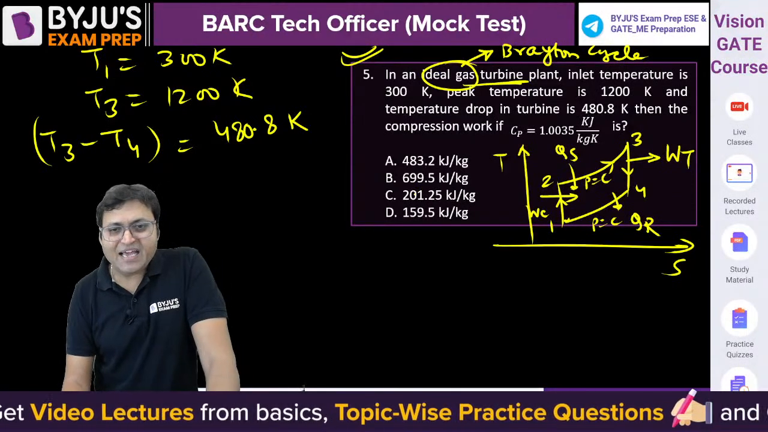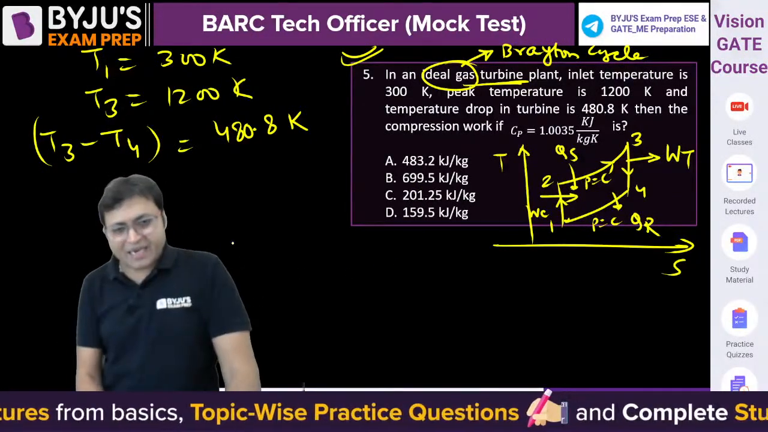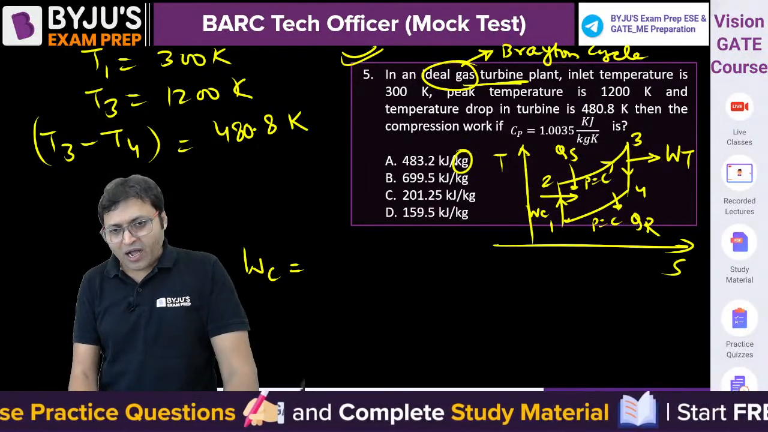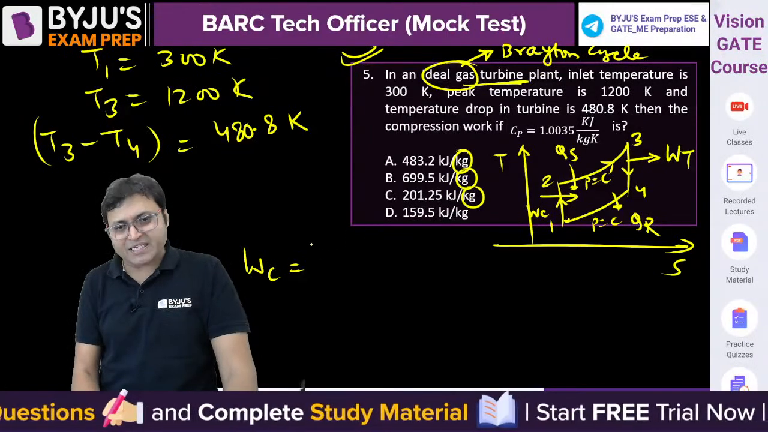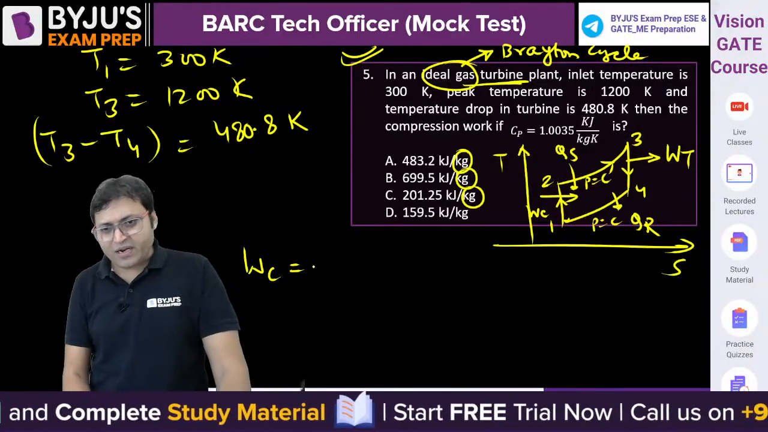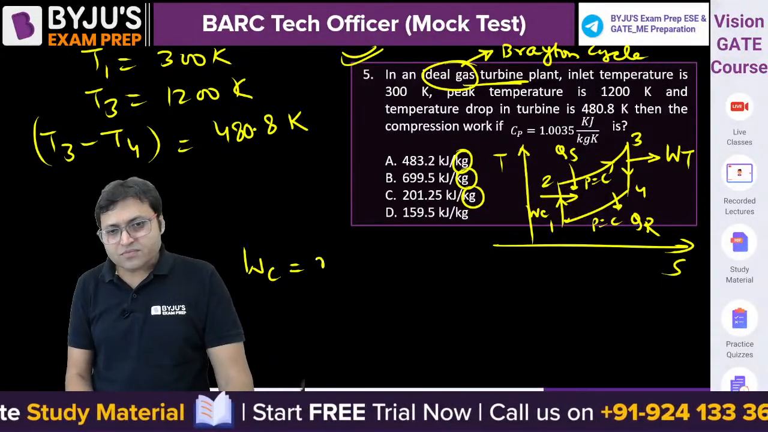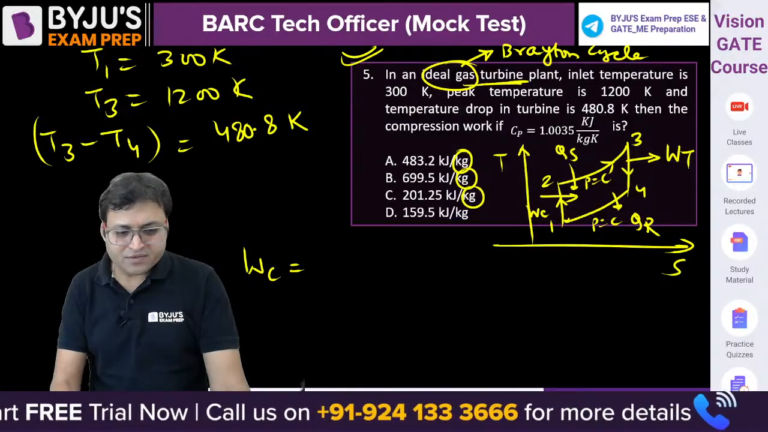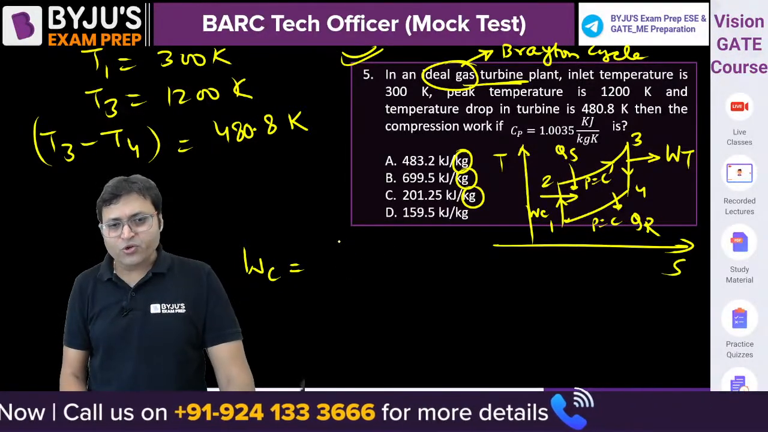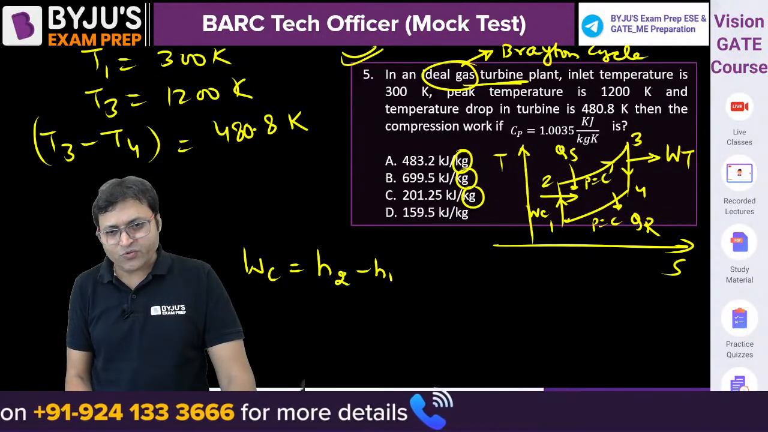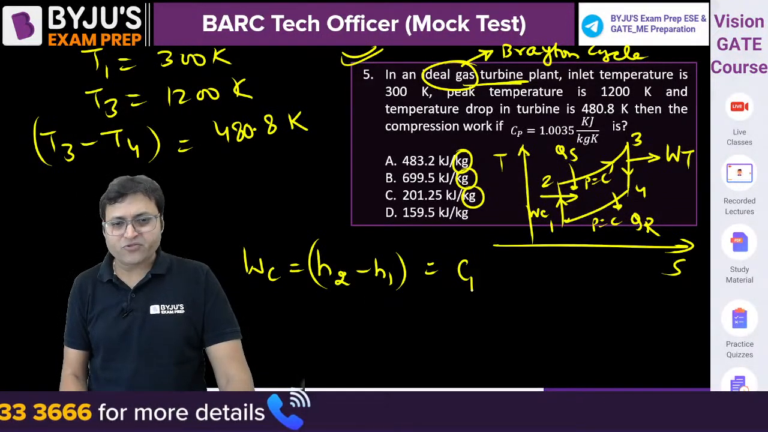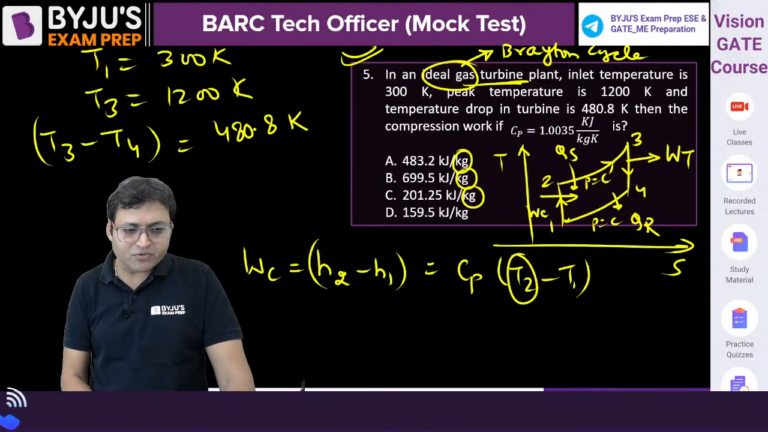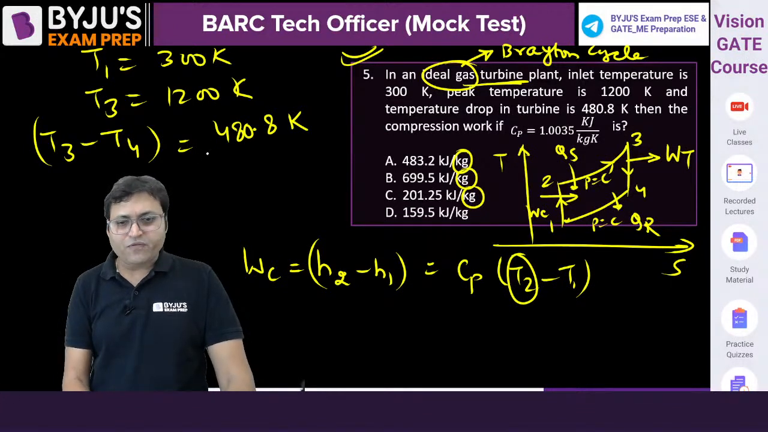Because it is an ideal gas, we can say WC is equal to, the answers are in kilojoule per kg, so mass is 1 kg. Compression work will be equal to M into Cp, or per unit mass, it will be H2 minus H1, isn't it? And H2 minus H1 is Cp into T2 minus T1. So we need to find out the value of T2. How to find out T2?